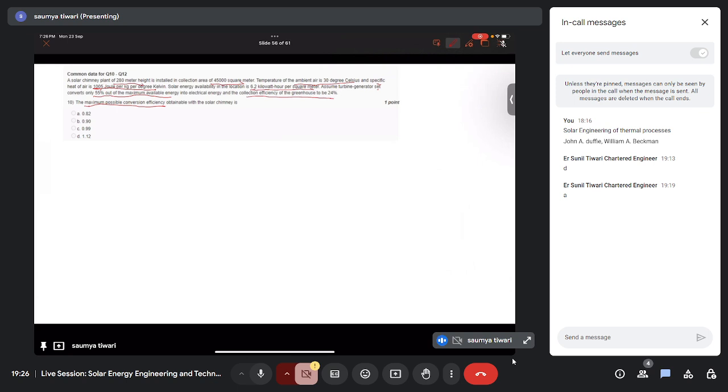So it's just a one formula question solution basically. Please calculate this particular solution and then you can write your answer in the chat box.